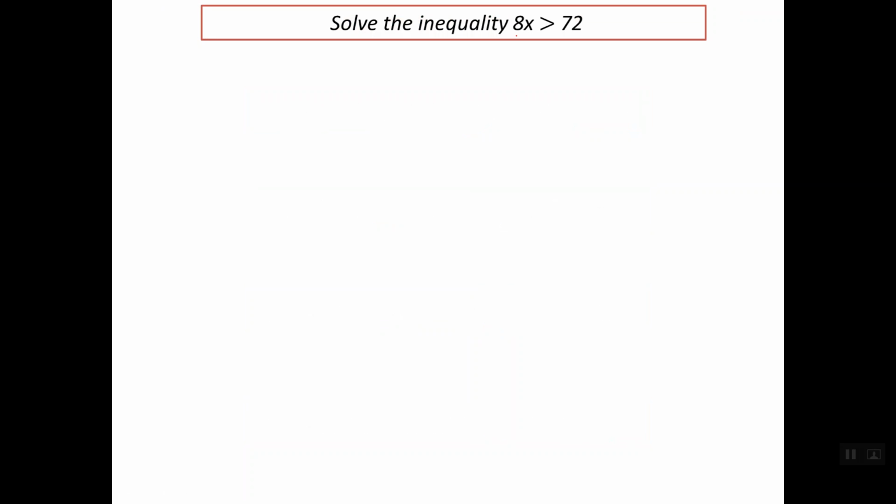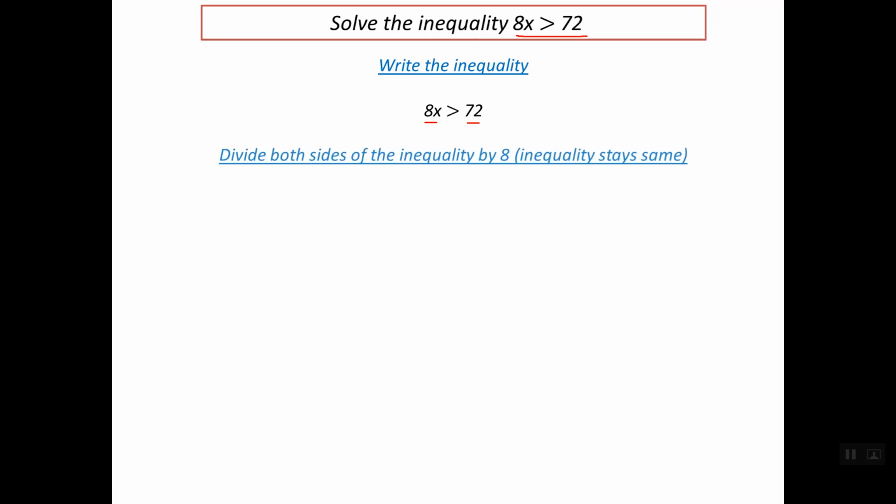First of all, we need to solve the inequality 8x is greater than 72. What we have here is an inequality. On the left side, we have the variable x, but with a coefficient of 8. And on the right side, we have a constant number, which is 72. So we need to make the coefficient of the variable x equal to 1. Simply, we can divide both sides by 8. And see, because we divide by a positive number, the inequality stays the same.